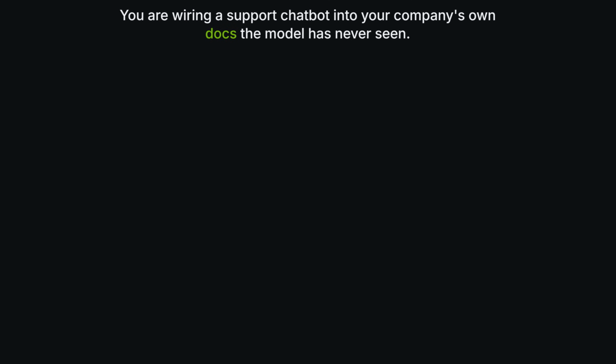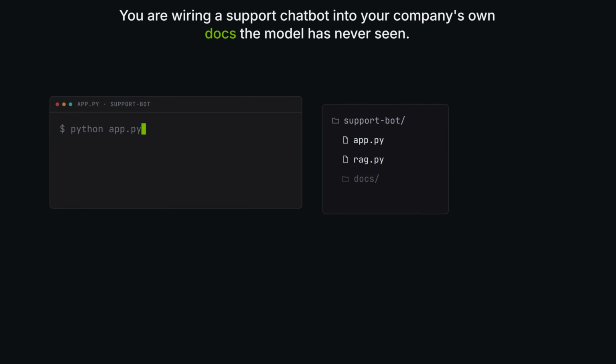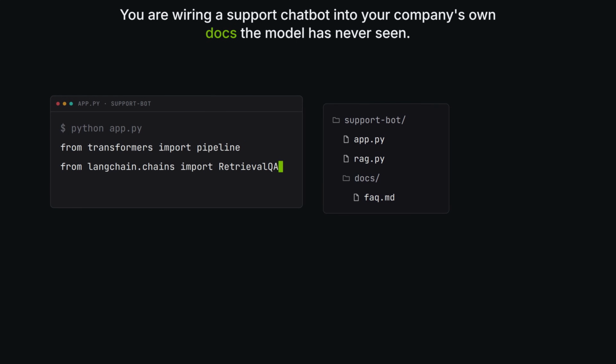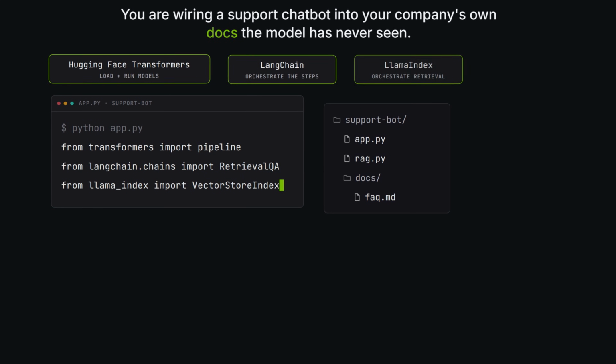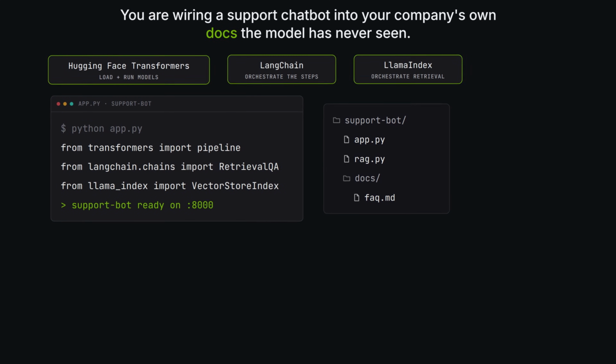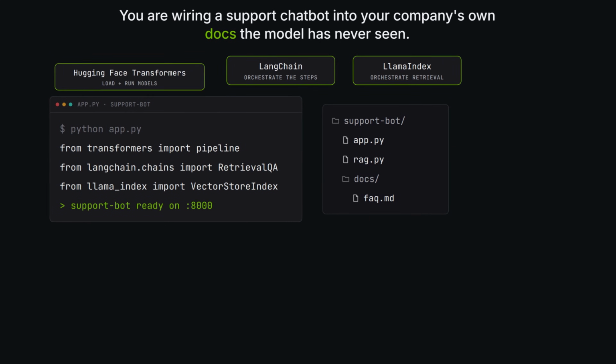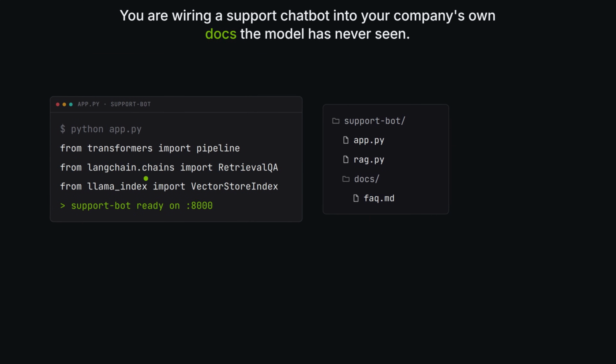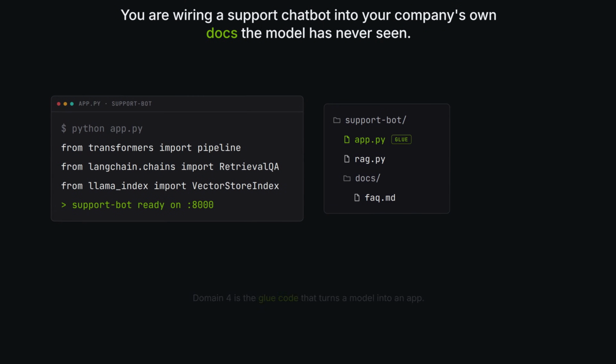Imagine you are building a support chatbot that has to answer questions about your company's own docs, which the model has never seen. Domain 4, LLM software development, 20%, is about the Python code that wires a language model into a working app. You will lean on 3 libraries by name: Hugging Face transformers to load and run models, and LangChain or Llama Index to orchestrate the steps around them.